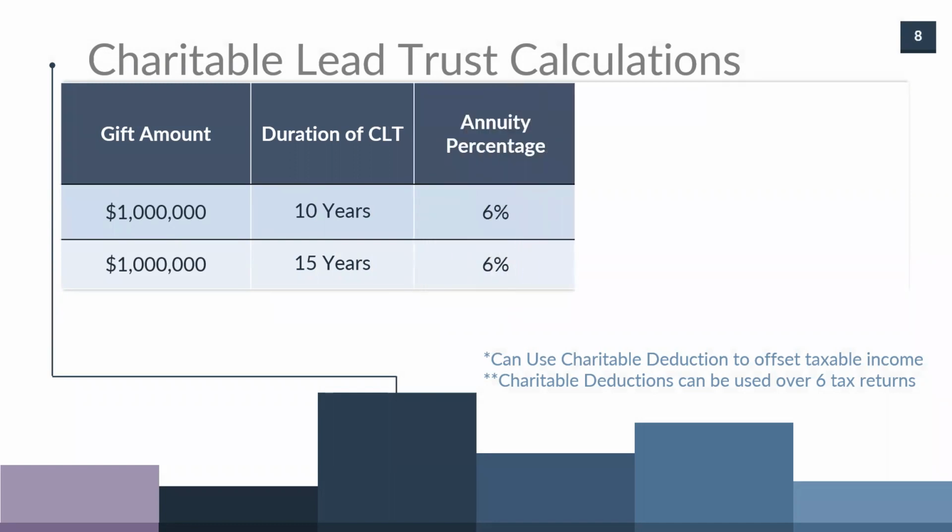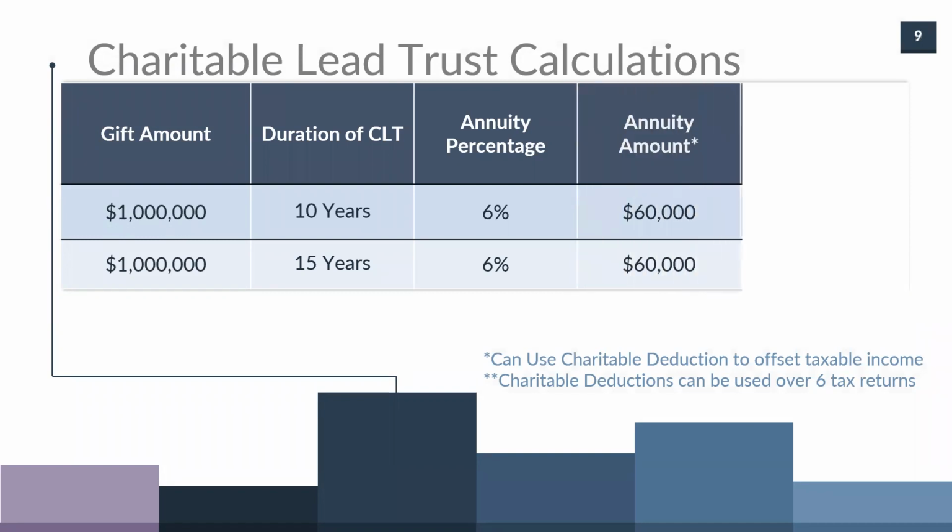Our client, in the design of the trust, is going to decide what the annuity percentage is. What is that percentage that's going to pay out to the charity each year? So if this is a charitable lead annuity trust, that 6% is going to be $60,000 a year. That number's not going to change. And every year the trust will make that $60,000 payment to the charity that we've designated.